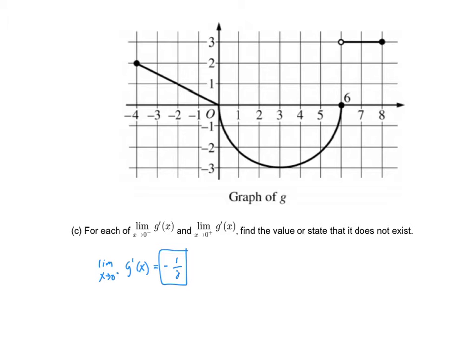Okay, and then limit as x approaches 0 from the right of g prime of x. So here's g of x, but we're looking at the slopes. What happens to the slopes of tangent lines as we get closer to 0 from the right? We can see this slope is getting closer and closer to being really negative infinity, which means it doesn't exist. So the limit from the right does not exist. Circle that.